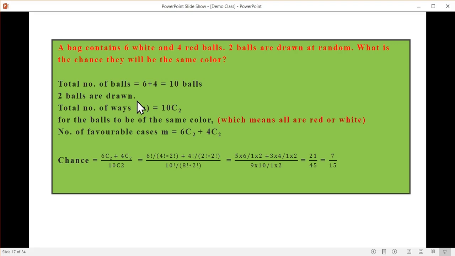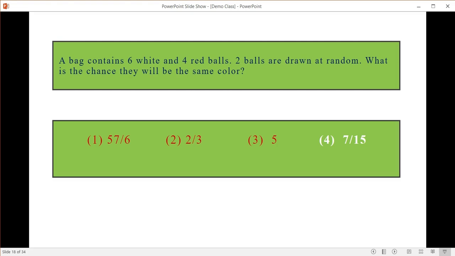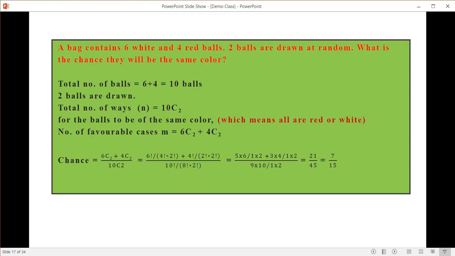Then two balls are taken randomly from the bag. So we have to find the total number of possibilities, n, which is equal to nCr. n is the total number of balls, and 2 is the number of balls taken from the bag. So that is 10C2, where 10 is the total number of balls and 2 is the number of balls taken from the bag.